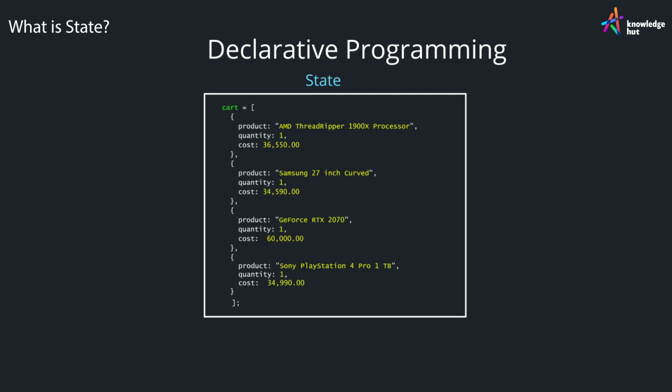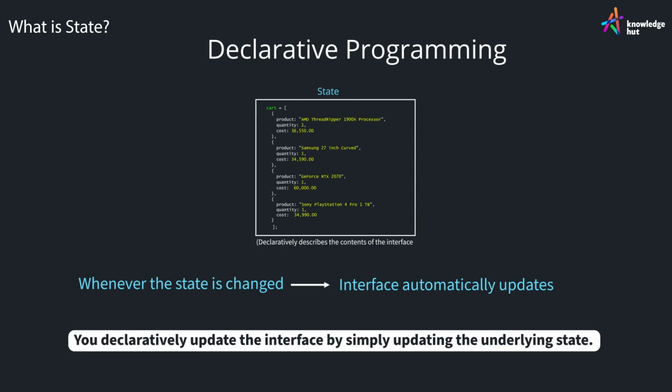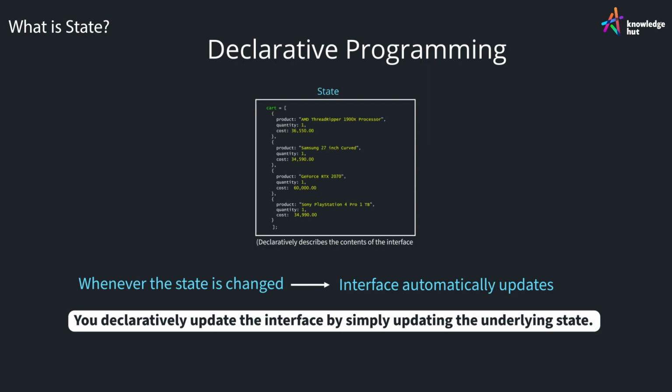React uses the concept of state, which essentially describes the contents of the interface at a given time. Whenever the state is changed, the interface automatically updates to reflect the change. You declaratively update the interface by simply updating the underlying data layer, which is known as state. Everything else is managed seamlessly by React.